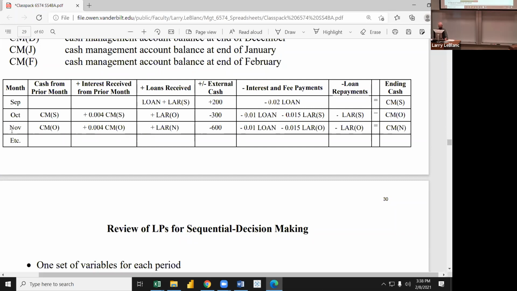Well, let's look at November. Cash management account for October plus interest on the same, plus loan against receivables for November, minus 600, minus the interest on the big loan, minus the interest on the little loan, minus the principal on the little loan, not the principal on the big loan. That's not payable back until the end of the horizon. And this is only November. Equals cash management account of November, at the end of November.